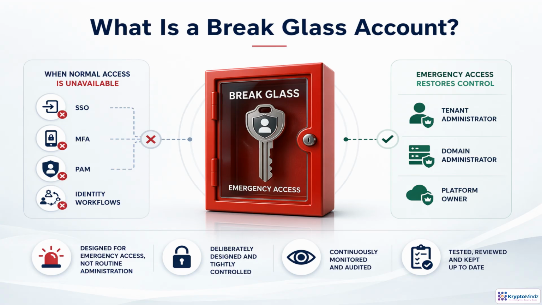A break glass account provides an emergency way back into critical systems when normal admin access is unavailable. If SSO, MFA, PAM, or approval workflows are down or blocking recovery, this account can restore control with very high privileges. Because it is so powerful, it should never be used for routine work. It must be intentionally designed, tightly protected, tested, monitored, and reviewed as a true last resort tool.